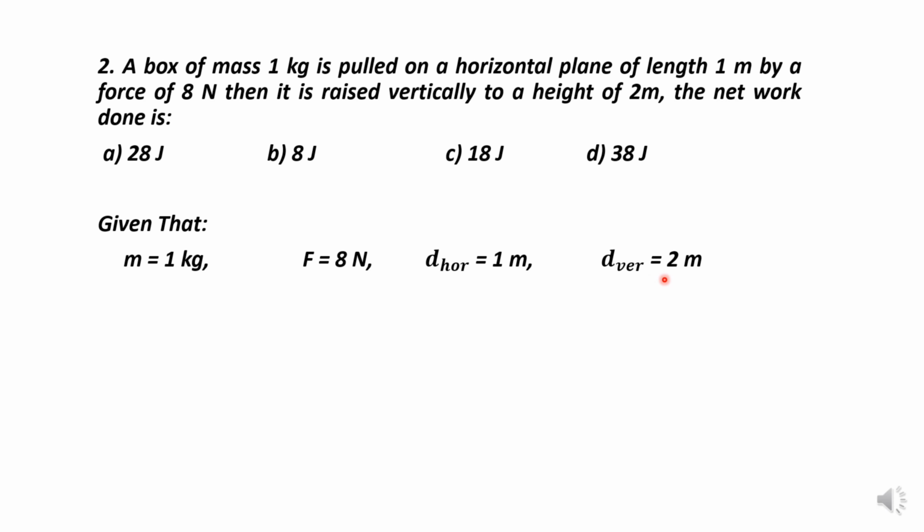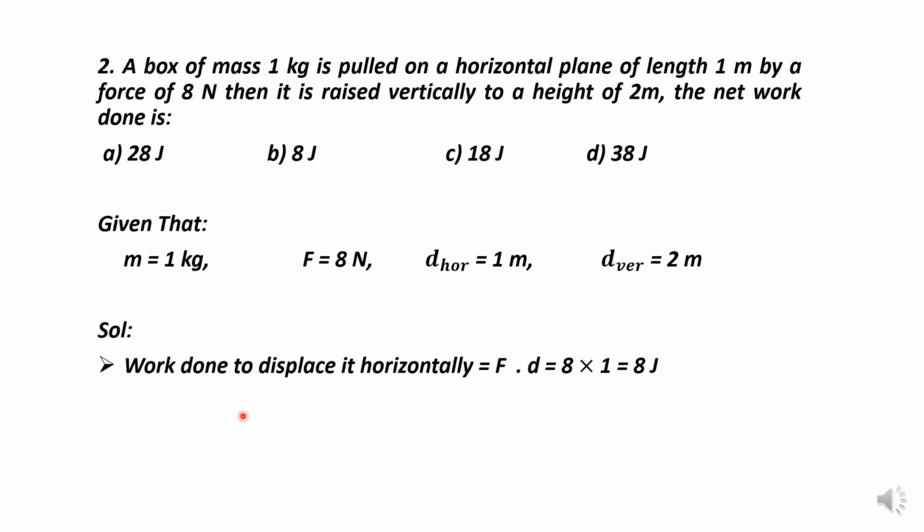So we have to find these two works, one for horizontal distance and the other for vertical distance, and then we will add these two works. After adding, we will get the net work done. So we know the work done to displace it horizontally is equal to F dot D. The force is 8 Newton and horizontal displacement is 1 meter. So for horizontal displacement, the work is 8 joule.